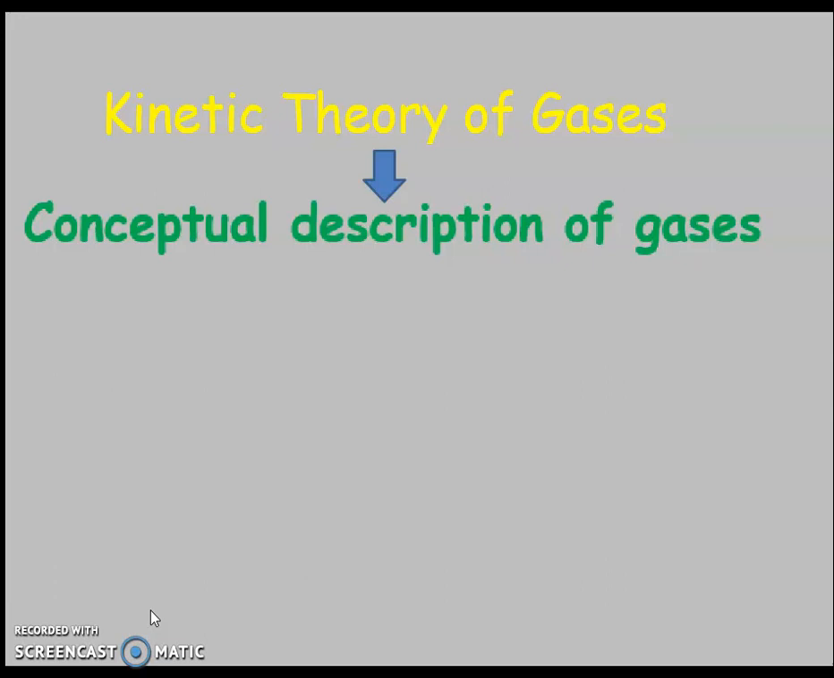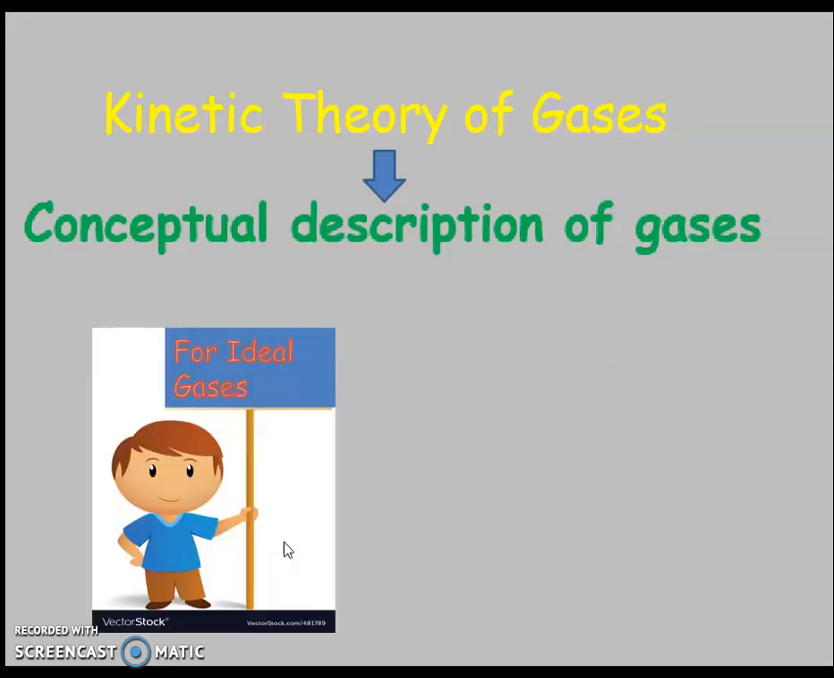How is this conceptual description made? We all know all real gases have their own individual characteristics, but it is difficult to describe each one of them. In order to simplify this task, the scientific community has decided to create an imaginary gas called ideal gas. The kinetic molecular theory is describing that gas.